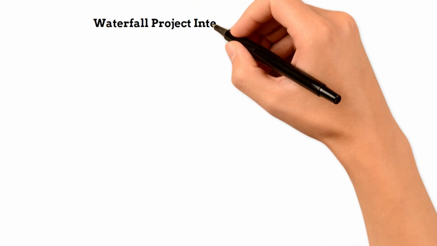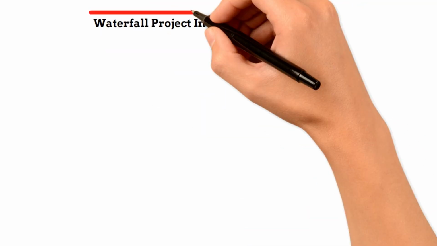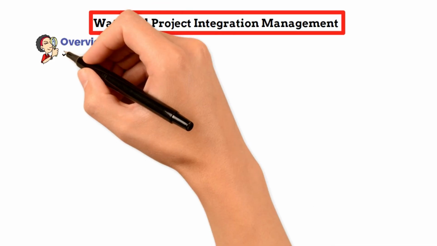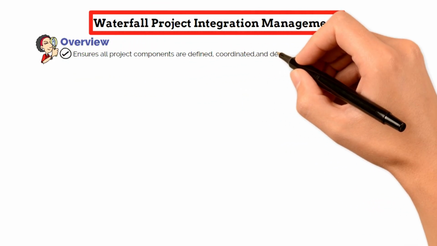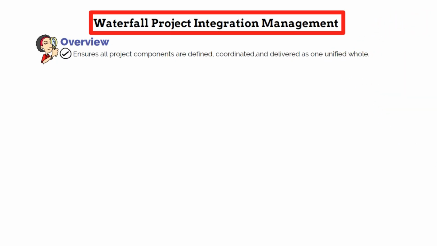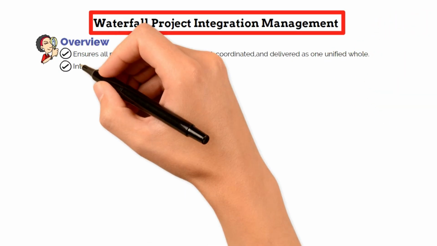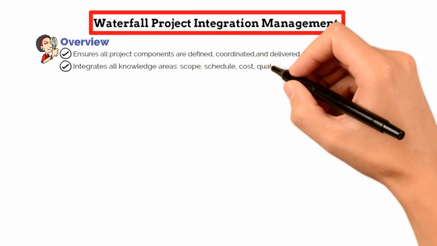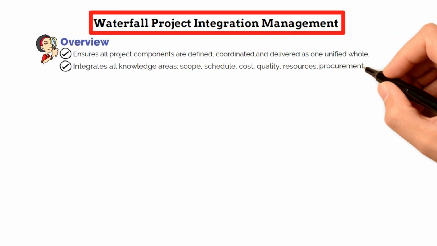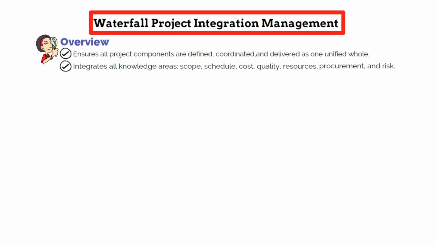The topic we'll cover is Waterfall Project Integration Management, the knowledge area that ensures all parts of the project are properly defined, coordinated, and delivered as one unified whole. In Waterfall, integration is about bringing all the moving parts together: scope, schedule, cost, quality, resources, procurement, and risks, and aligning them with the project's overall objectives.